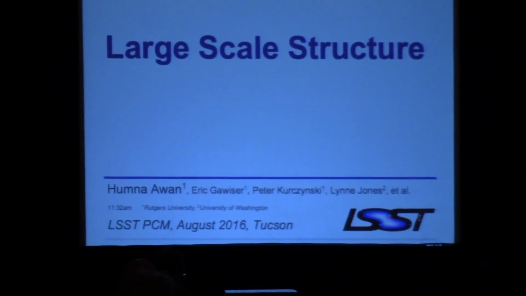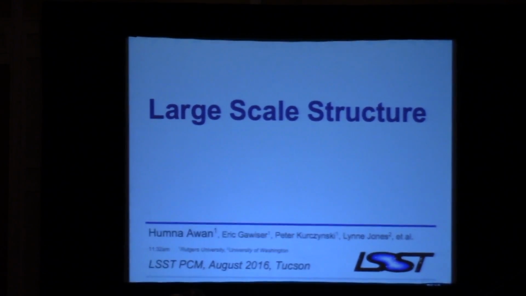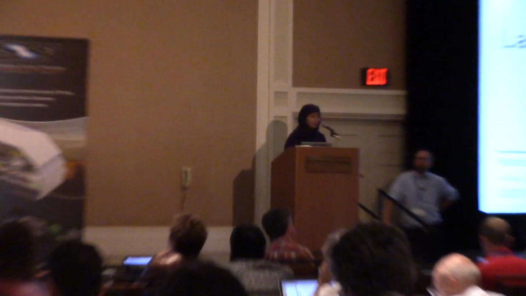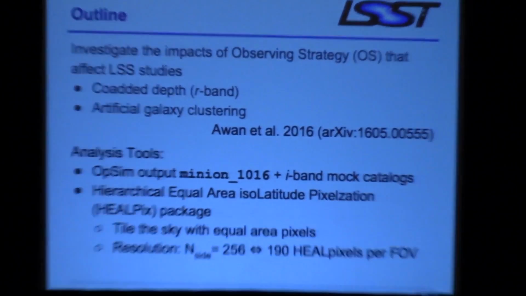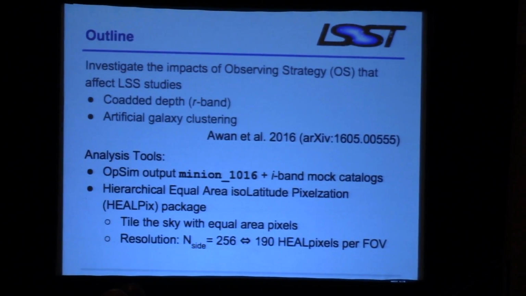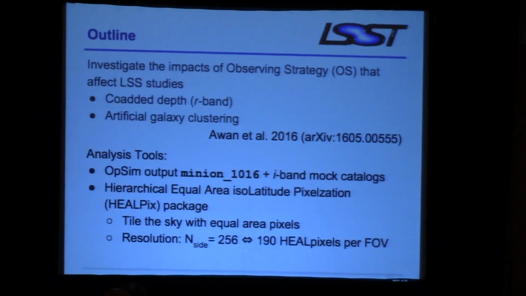Hi everyone, I'm Humna. I'm a graduate student at Rutgers University, and I've been working with Eric and quite a few other people on looking at what the LSST observing strategy implies for large-scale structure studies. To start off, we look at the r-band co-added depth, which is basically the depth after the 10-year survey. Once we know about the artifacts induced in the co-added depth, we look at the artificial structure those artifacts induce and what that means for the LSS systematics that we want to look at.